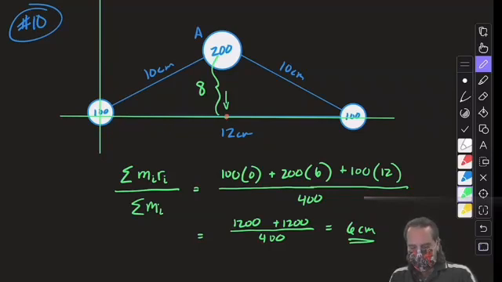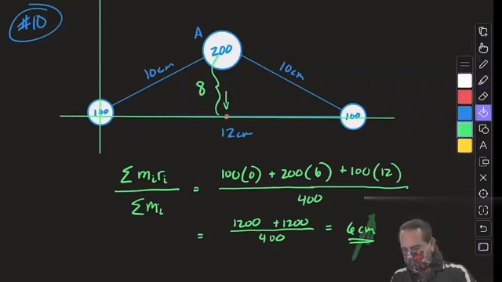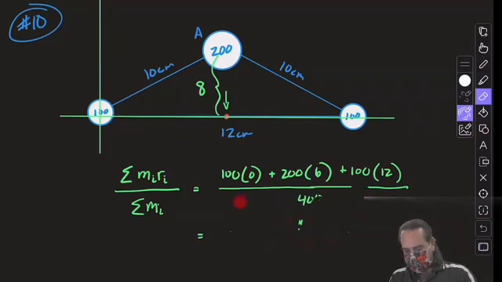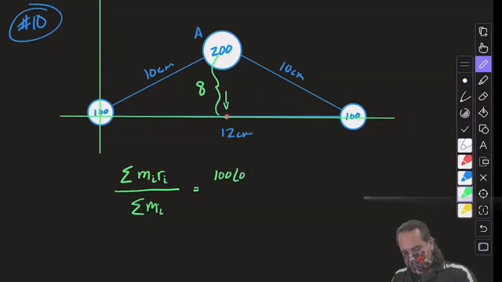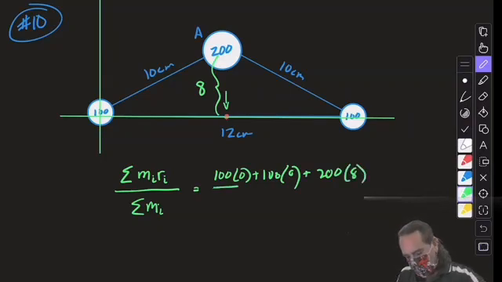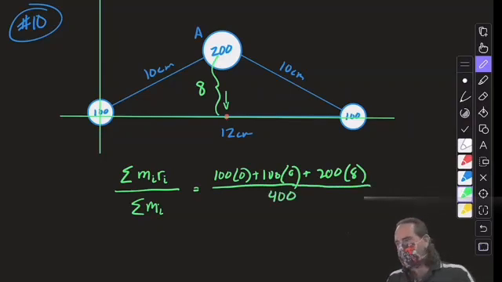So now that I've done that, it's going to be all the same work. I think we can just use all of this over again. So I have 100 at 0 plus another 100 at 0 plus 200 at 8, all divided by 400. Again, it's symmetrical, so it's going to be in the middle. I got 1600 divided by 400, or 4 centimeters. So right there in the middle.